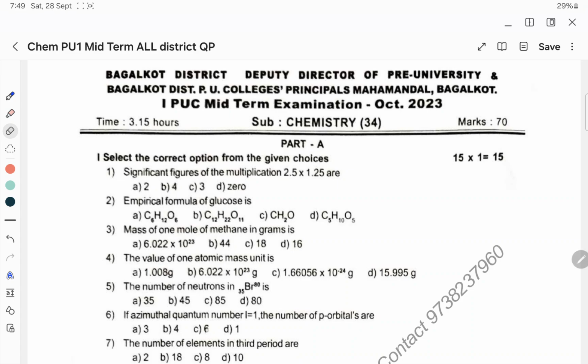The significant figures of the multiplication 2.5 into 1.25 are... Okay, the correct answer is 2. How did I get the 2? See here, 2.5 into 1.25. How many significant figures are there here? 2 significant figures. Now, how many significant figures are there in this 1.25? 3 significant figures.